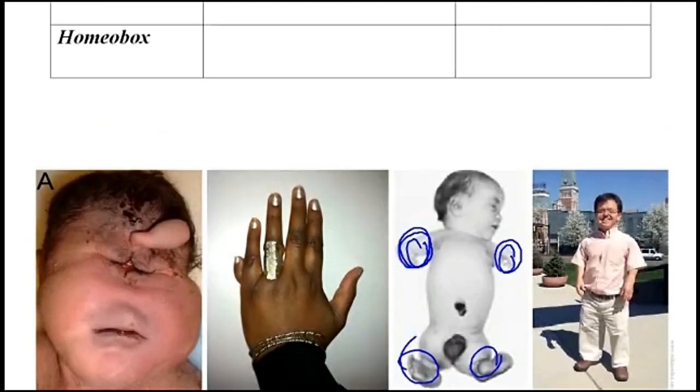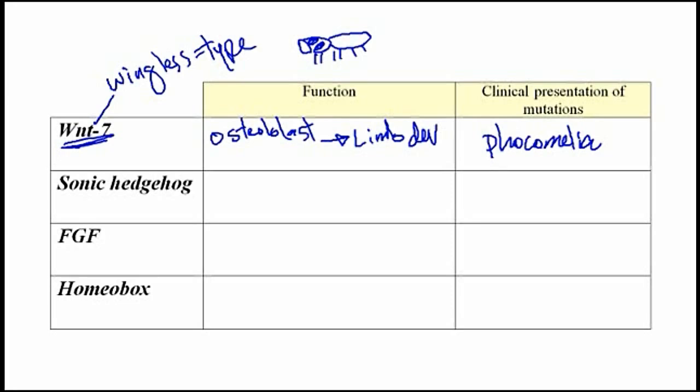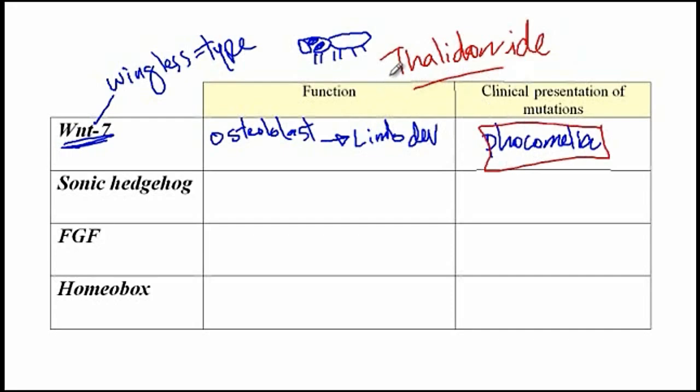The drug that can cause similar symptoms is called thalidomide. It was originally marketed in the 1950s for morning sickness in pregnant females, but later on they found out that it also causes phocomelia, and it's believed that it functions by inhibiting the function of the WNT7 gene.